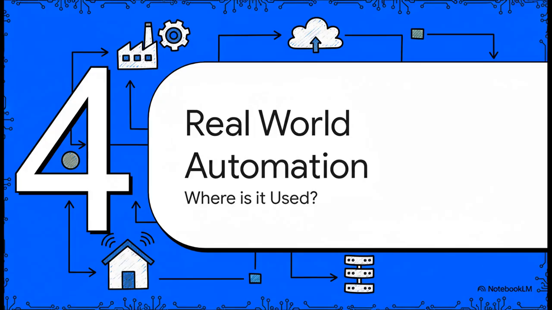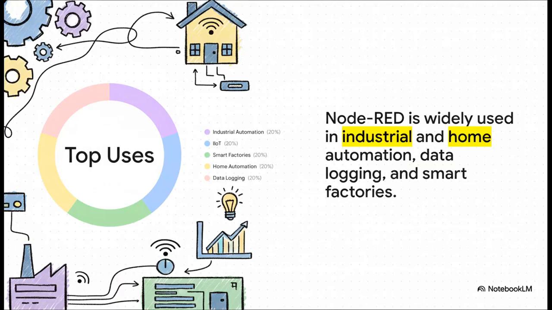Let's talk about the real world. Where are people actually using this stuff to solve real problems? And the answer is kind of everywhere. It's a huge deal in industrial automation, connecting up smart factories. But at the same time, it's insanely popular with home automation hobbyists and folks doing data logging projects. That flexibility is for sure one of its superpowers.